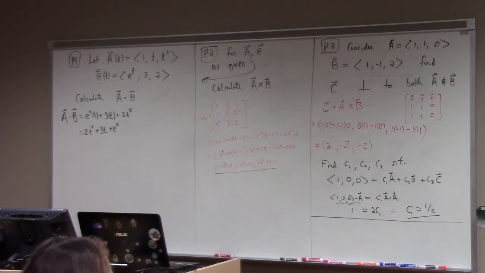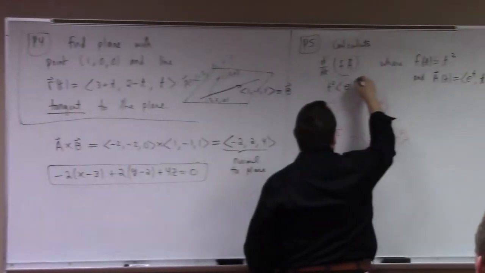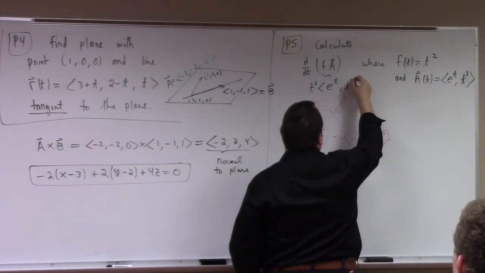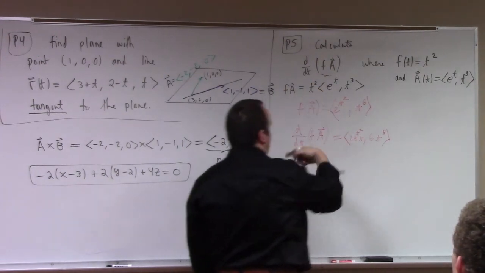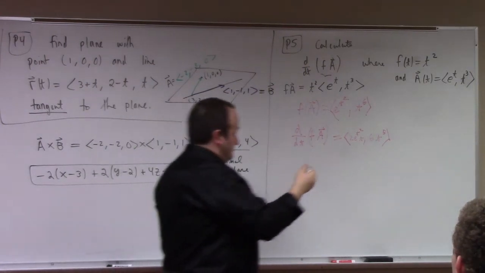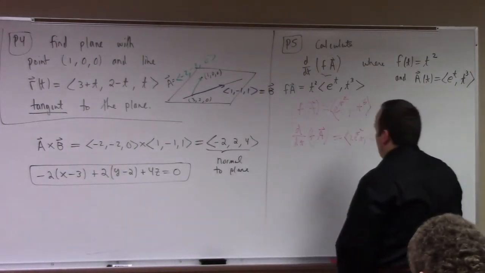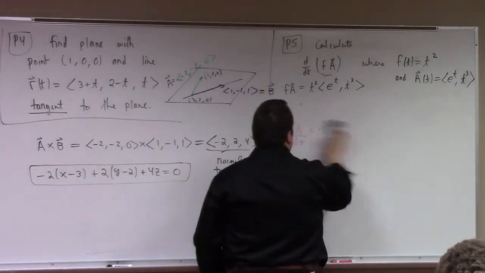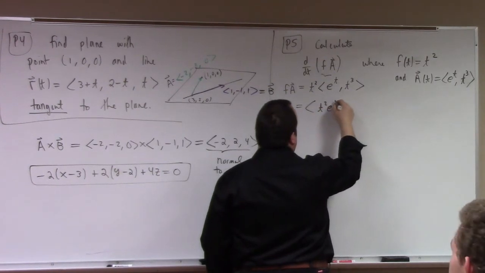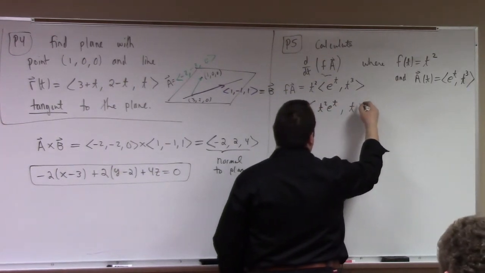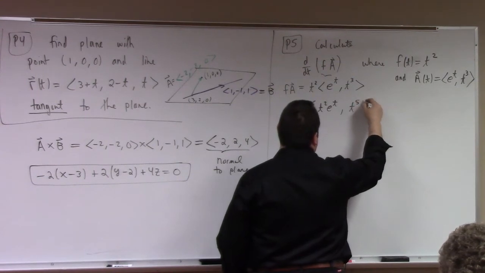So f a, what this means, and understandably, we haven't talked about this yet, so it's understandable that you made it into something else, but this is t squared times e to the t, t cubed. So that's scalar multiplication of the function f times the vector a, and that is just equal to, well, I'm going to erase this, no harm, no foul. And so what that is, t squared e to the t, and then t squared times t cubed, right, which is t to the 5th.